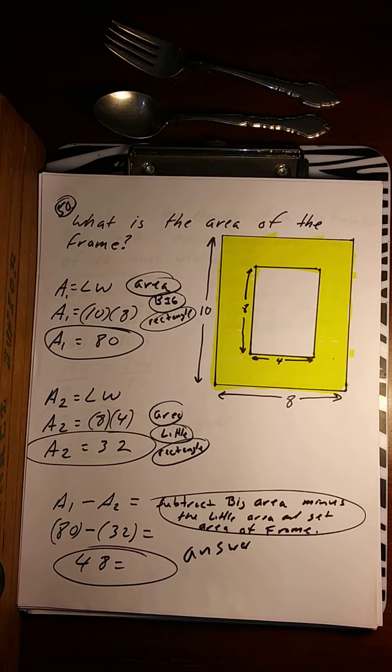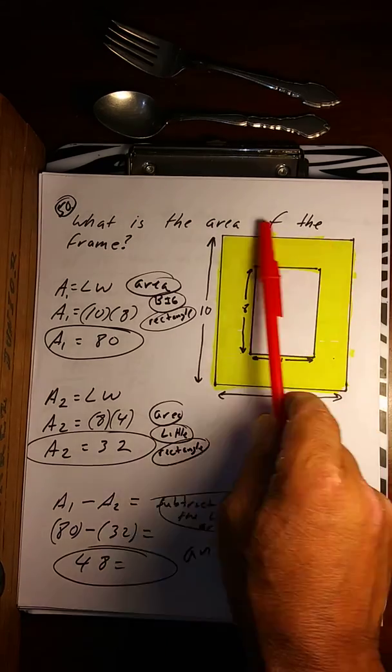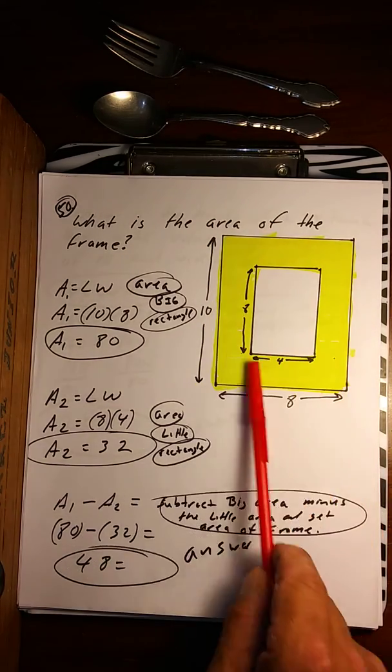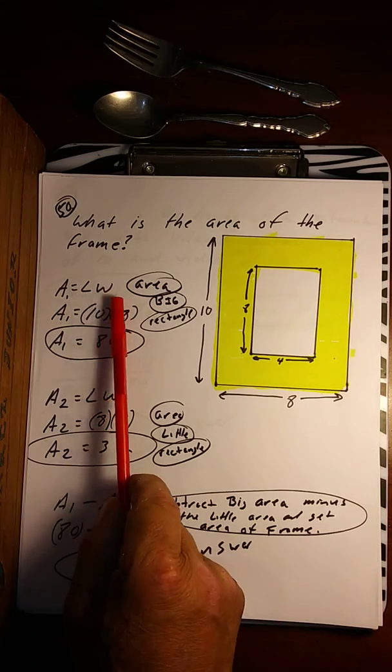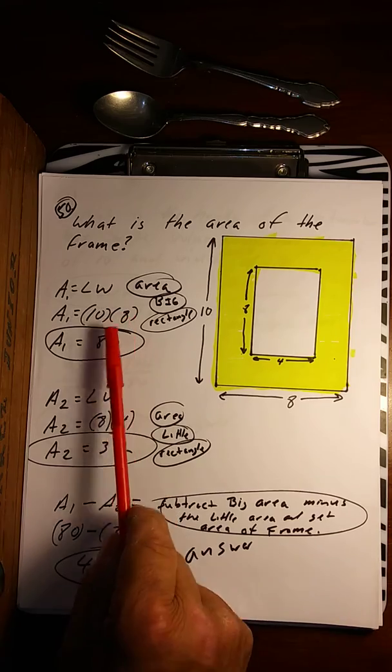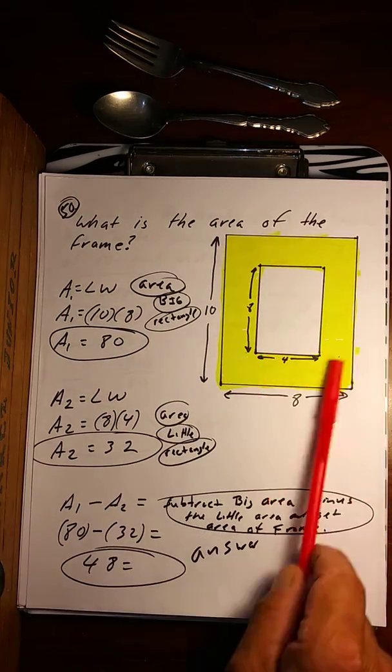What is the area of the frame? The frame means the big area, take away the little area in the middle. This is the frame, the outside part right there. Area is length times width. So the big rectangle is 10 by 8. 10 times 8 is 80. So this is 80, the whole thing.